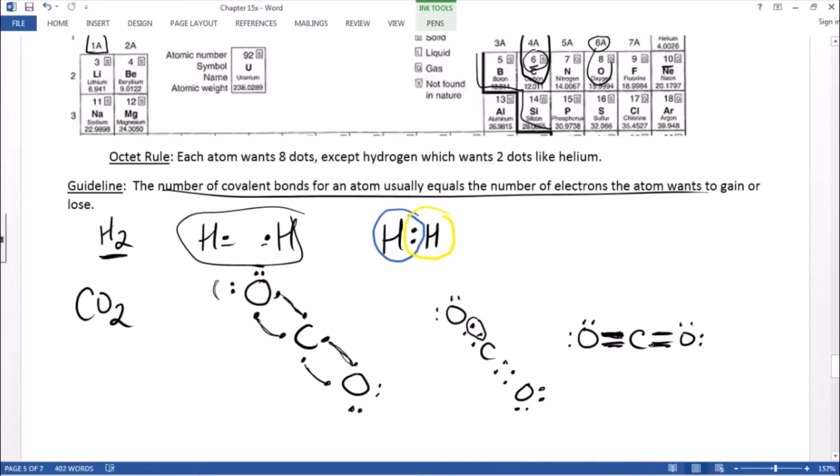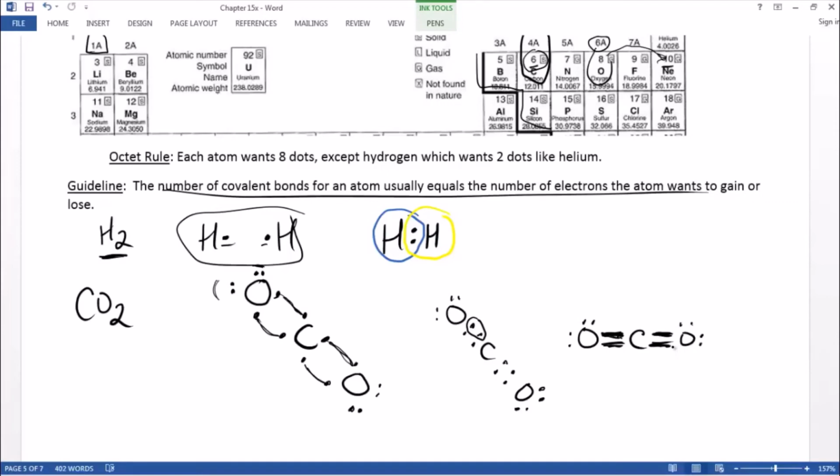So carbon, 4 bonds. Oxygen, it wants to gain 2 electrons. Since it wants to gain 2, it tends to make 2 bonds. And if you think about these nonmetals gaining electrons, they both want to gain. Neither one's willing to lose. Well, that's what kind of forces them to share and become covalent compounds.